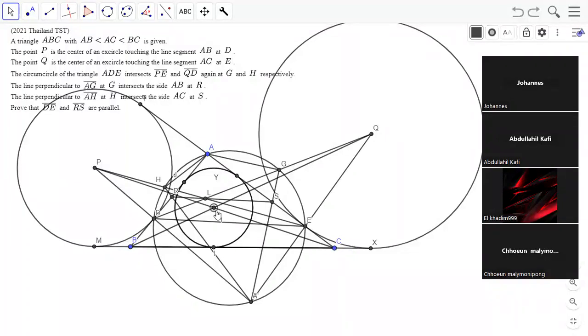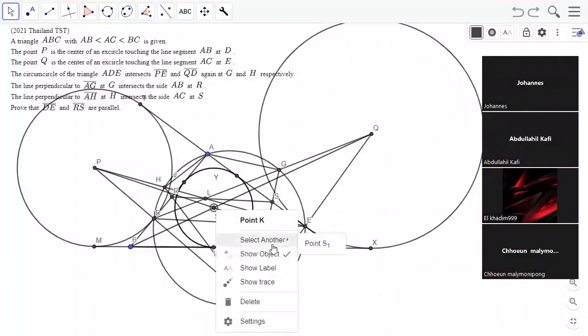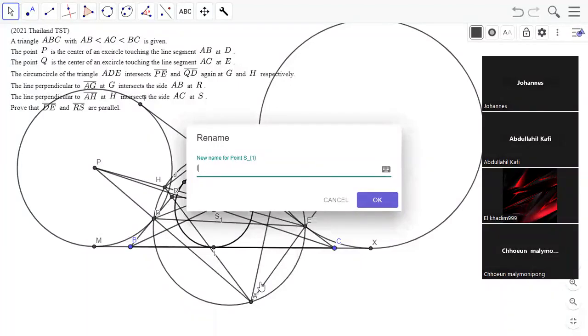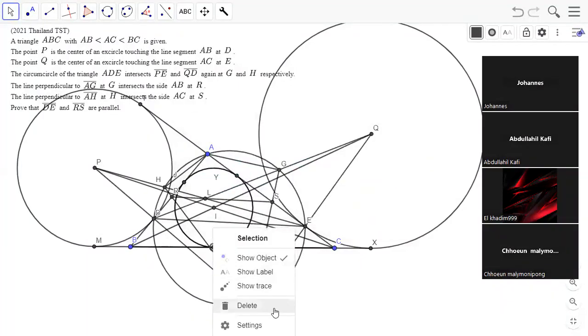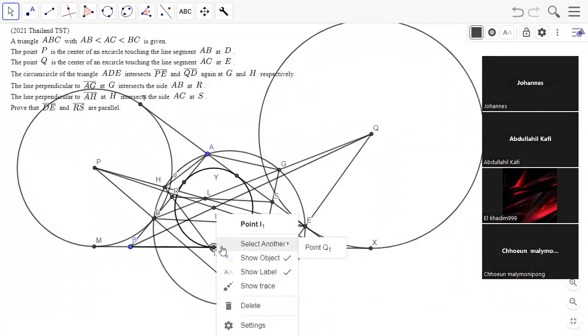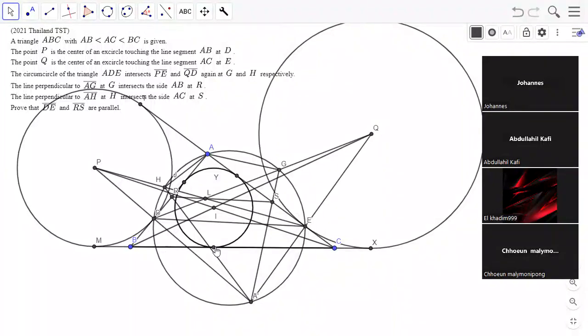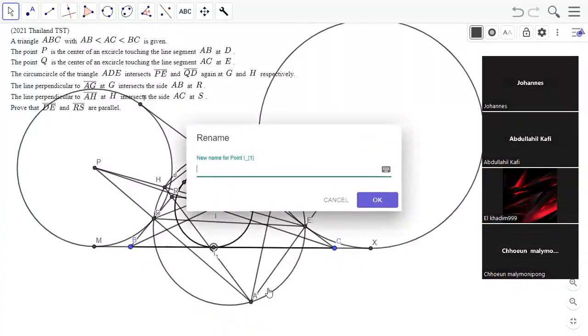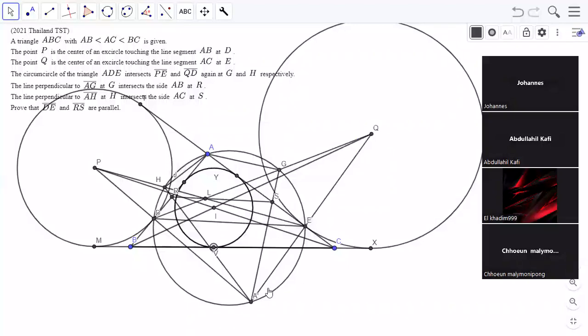I'm not going to give up on making this I. This just bothers me. So if, there we go. Now we can rename it. All right. Now this I1. Okay, so I think I want to do hide object. And then now I can rename it. There we go.